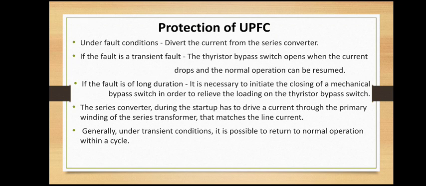Once the primary bypass switch is closed, then the reinsertion of the series transformer is required. The series converter during the startup has to drive a current through the primary winding of the series transformer that matches the line current. And when the match is achieved, the current in the mechanical bypass switch reduces to zero and it can be opened without creating any transients. And the startup can be achieved in a few cycles after clearing the fault.